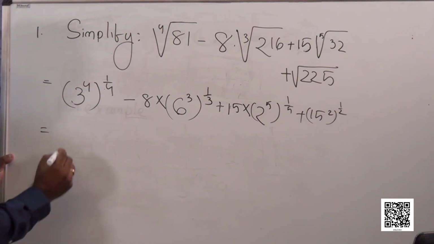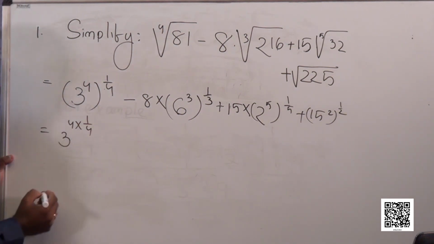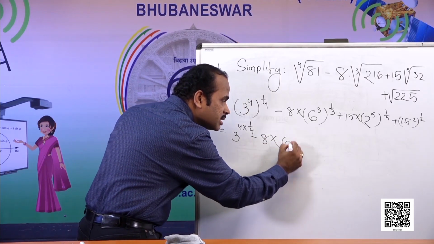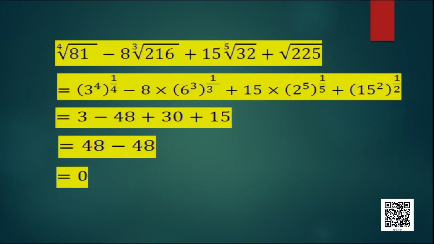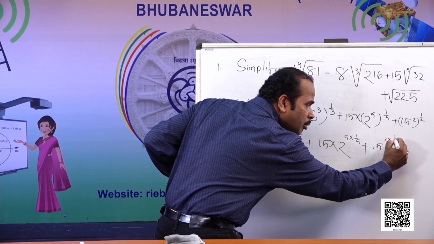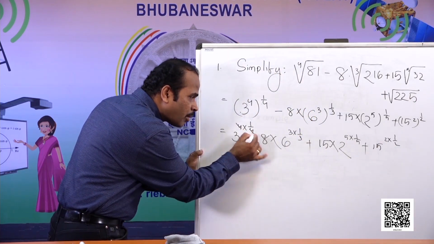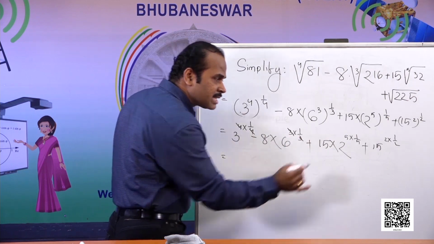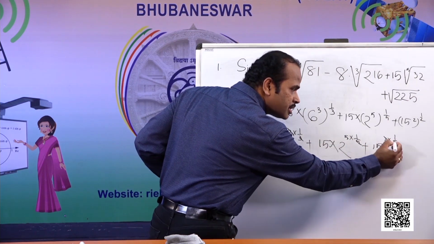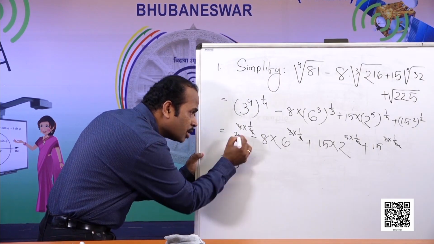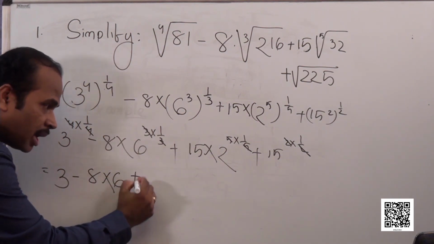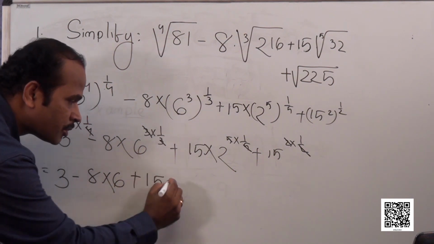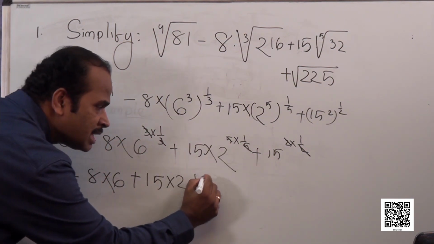Now expressing this, I get 3 to the power 4 into 1 by 4 minus 8 into 6 to the power 3 into 1 by 3 plus 15 into 2 to the power 5 into 1 by 5 plus 15 to the power 2 into 1 by 2. Now this 4 and 4 get cancelled, this 3 and 3 also get cancelled, 5 and 5 also get cancelled, and 2 and 2 get cancelled. So finally what I get here is 3 to the power 1, which is 3, minus 8 into 6 to the power 1, which is 6 only, plus 15 into 2 to the power 1, which is 2, plus 15.